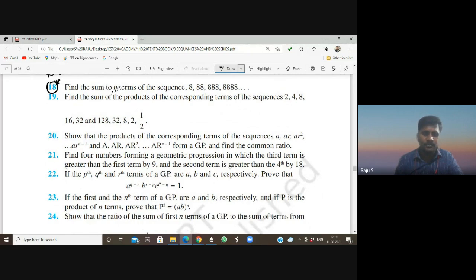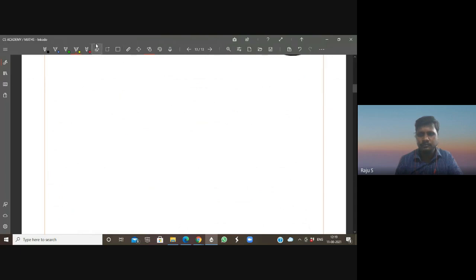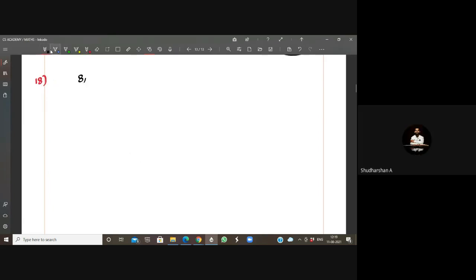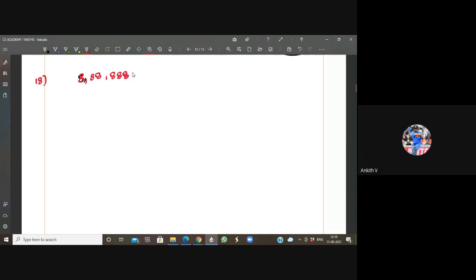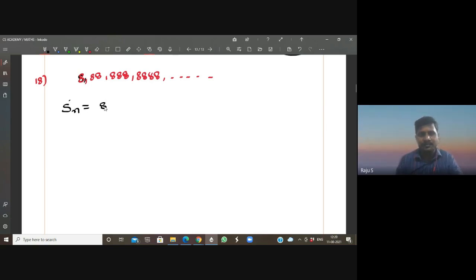What are they asking here? The sum of n terms of this sequence. What is the sequence they have given? 8 common, sir. Right, students, do you have any idea about these kinds of questions? 8 common and 1 plus 11 plus 111 plus 1111. Exactly. First we should multiply and divide by 9, sir. Exactly. If it is 9, okay. Other than 9, first you have to take 8 common, then multiply and divide with 9. Like that we'll do. Absolutely right. Only two steps here. Sum of n terms.